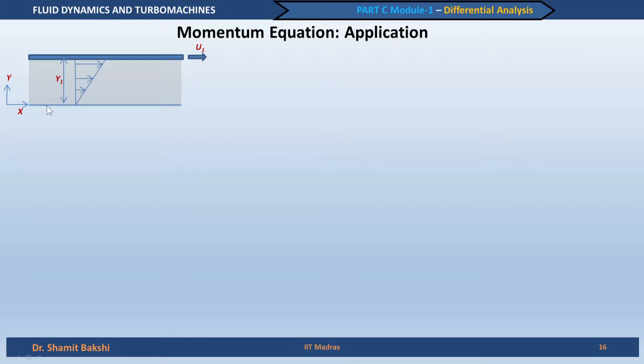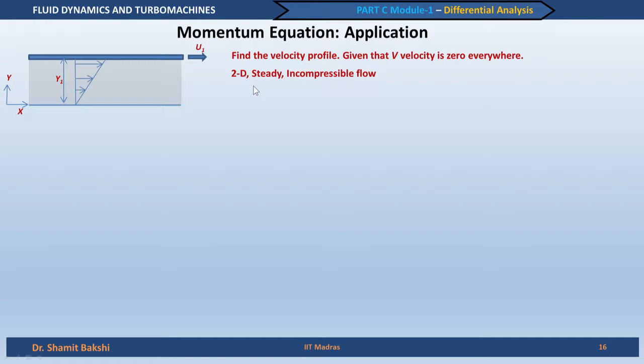So, first we take up the application of the momentum equation. Basically, we have a fluid here and there is a plate on top of the fluid. The plate is moved at a velocity u1. The statement of the problem is: find the velocity profile given that the v velocity is 0 everywhere. So, this is a two dimensional flow, steady flow, not changing with time, and incompressible flow.